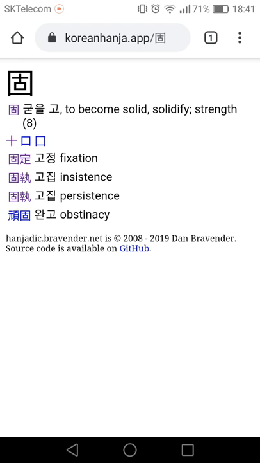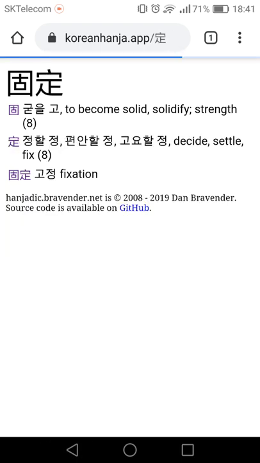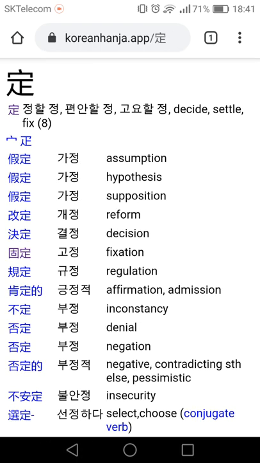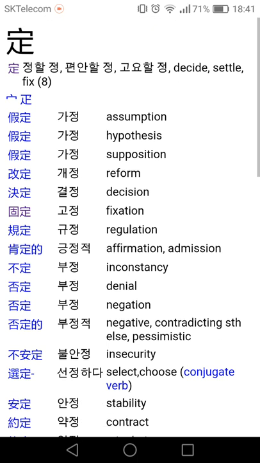So I wouldn't go through much. And so let's look at the chong. The chong means to decide, to settle, or fix. In today's lesson, I'm going to look at the decide aspect of chong. Please take note, the decide aspect of chong. I'm sure you have come across this word. Kyong chong. Kyong chong is a very common word used, meaning decision.